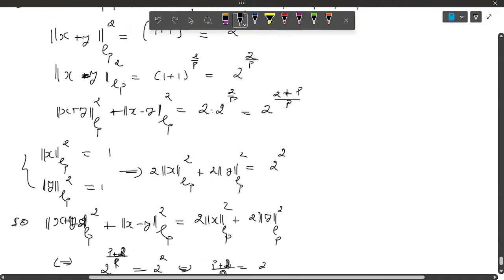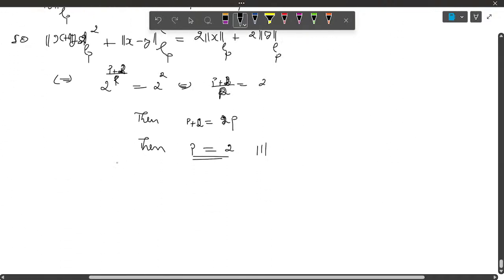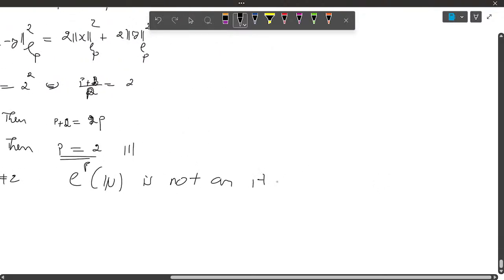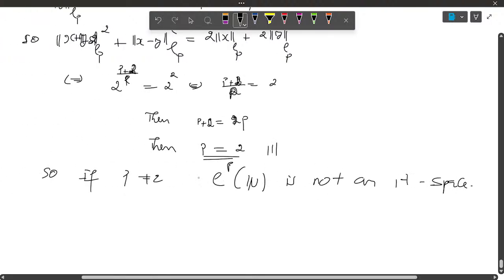So we can conclude here that if p is not 2, ℓp of N is not a Hilbert space. Now, what if p equals 2? What if p equals 2?